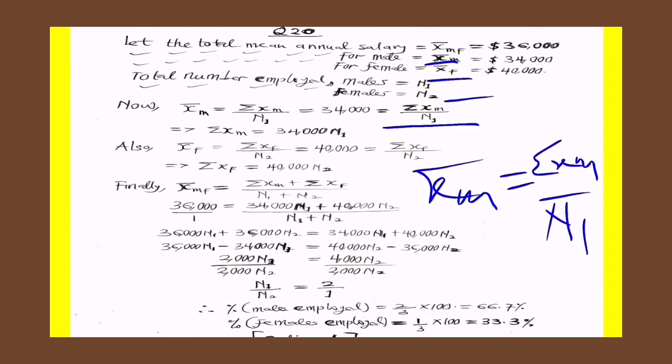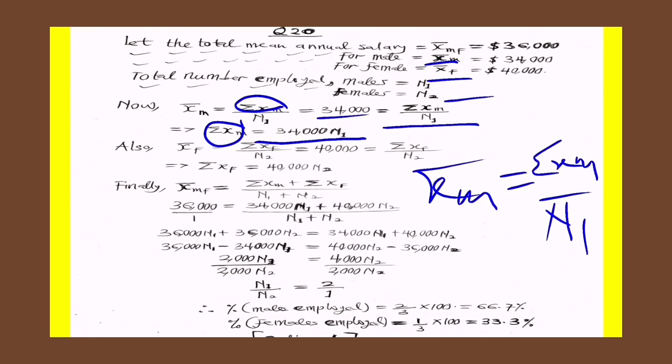Then all that I do is substitute the mean value, which was 34,000 for the male. When I substitute, all that I did here is to make this value the subject. Once I made it the subject, it becomes n1 multiplied by 34,000, and that's how we have this value, summation x. This one we had 34,000 multiplied by n1. The same we're going to do for the female too.